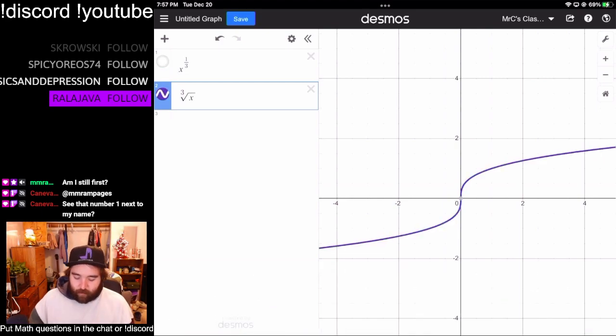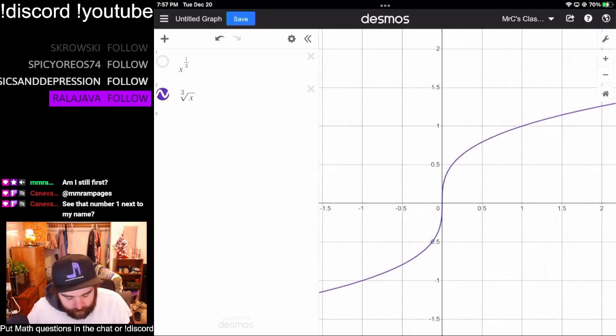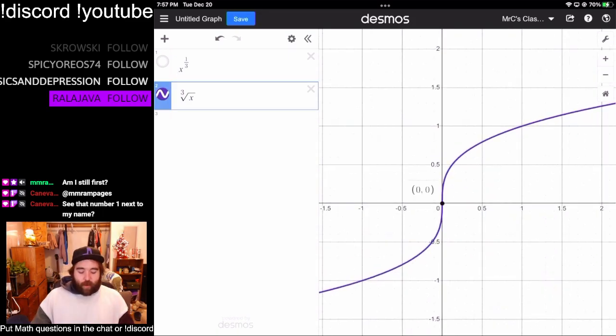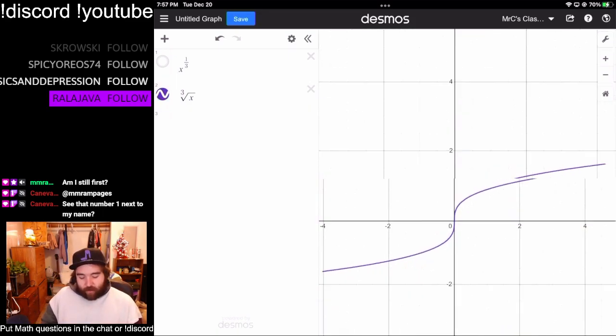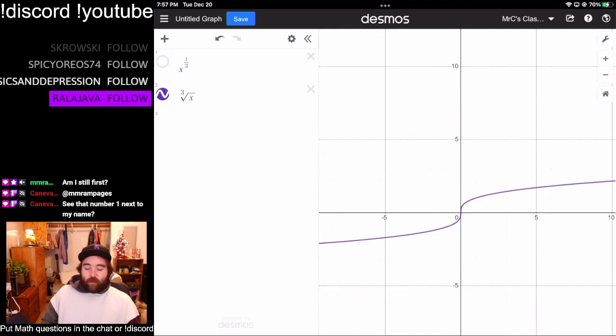Purple's better, so we'll go with the purple. And yeah, that's our graph. You see what we have? The (0, 0), the y-intercept, the x-intercept, and you see how it has origin symmetry. If we flip over one half and then flip over the other half, it'll land back in on itself.